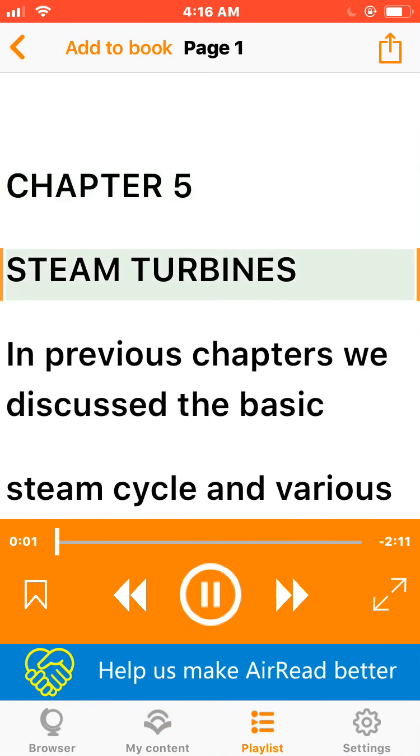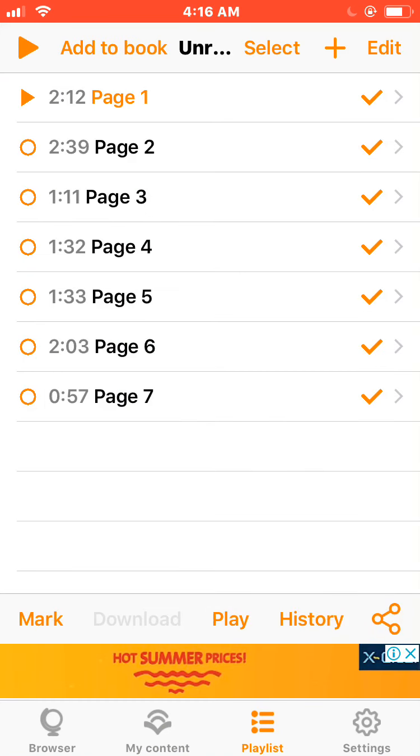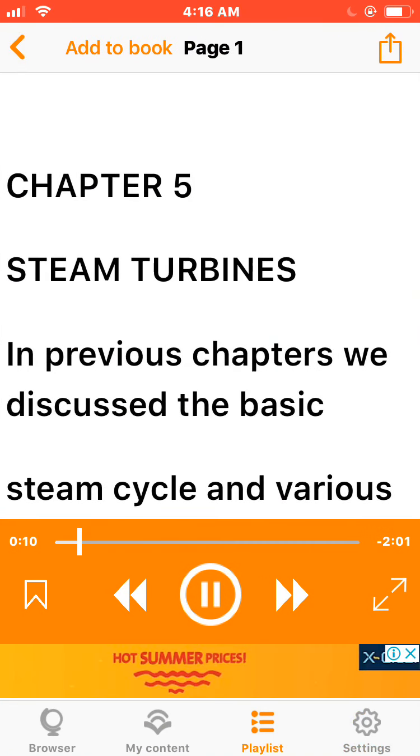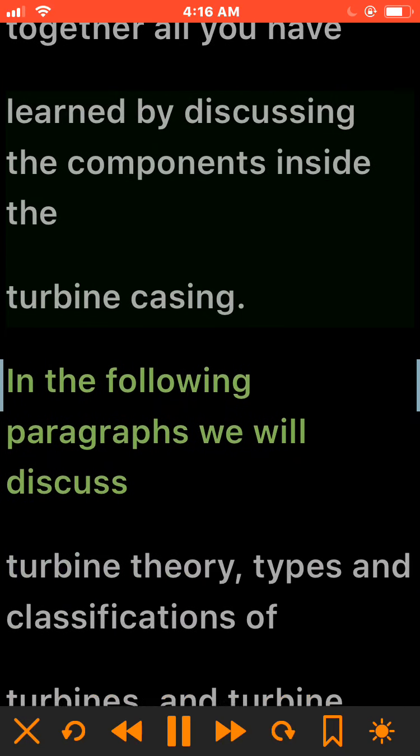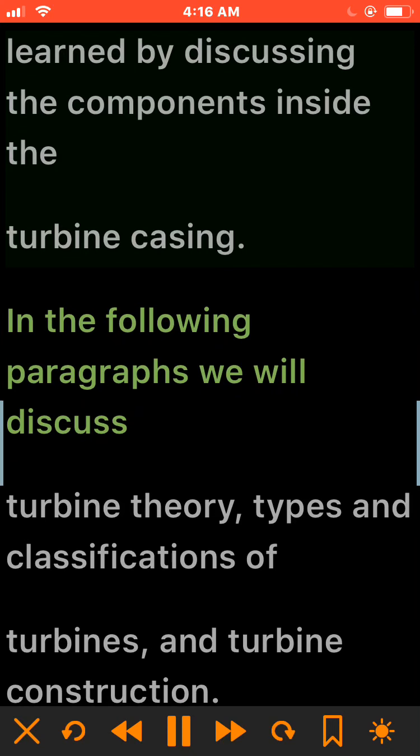Chapter 5, Steam Turbines. In previous chapters we discussed the basic steam cycle and various types of naval boilers. At this point, we will bring together all you have learned by discussing the components inside the turbine casing. In the following paragraphs we will discuss turbine theory.